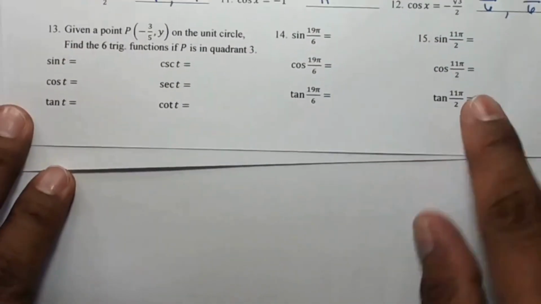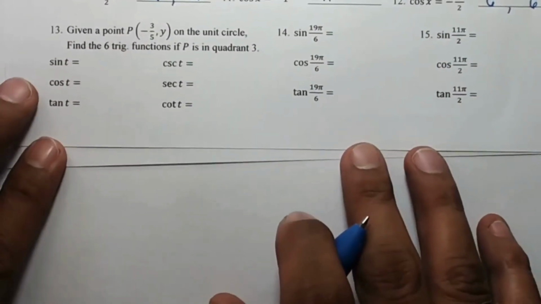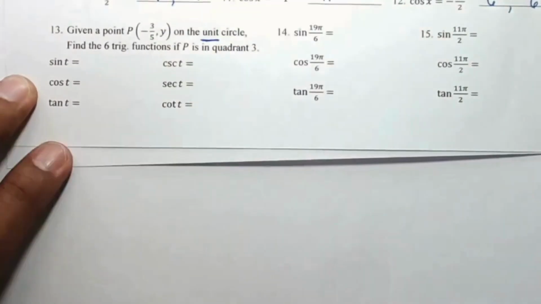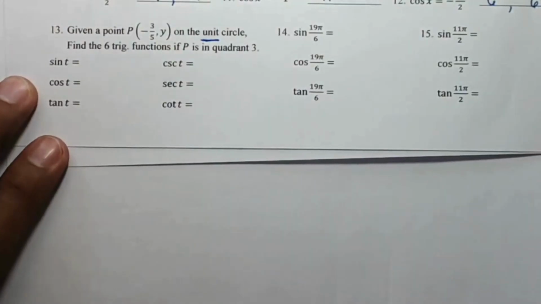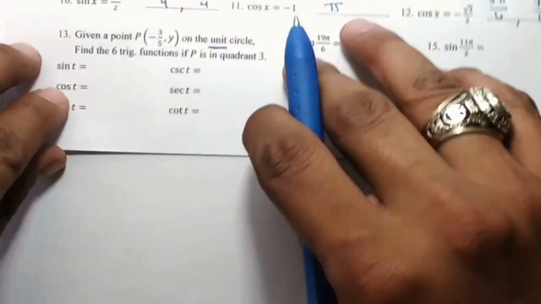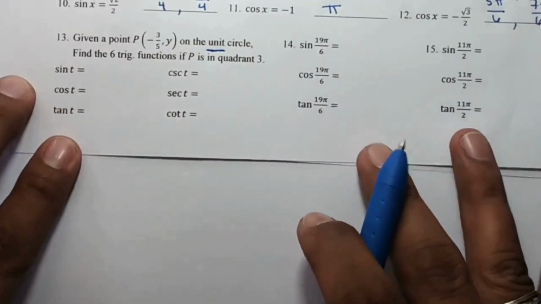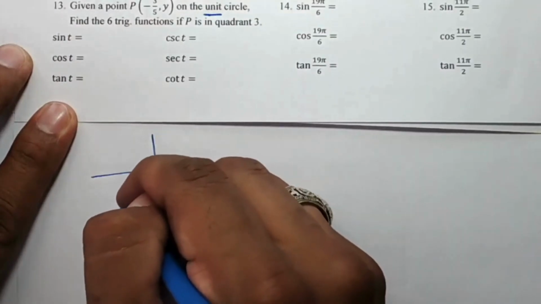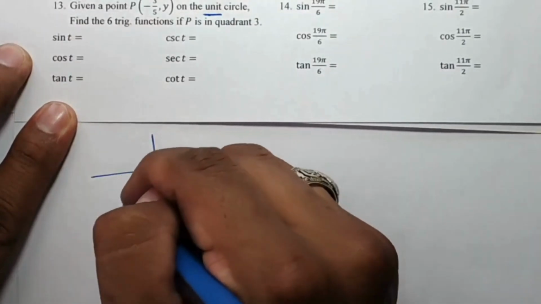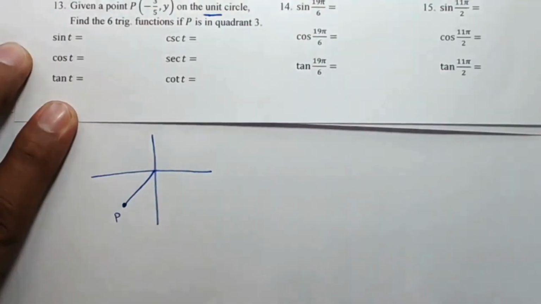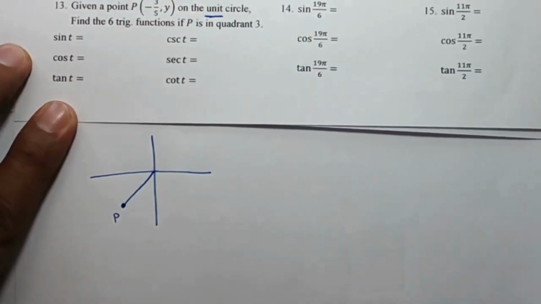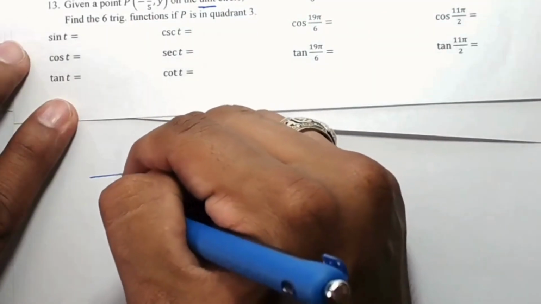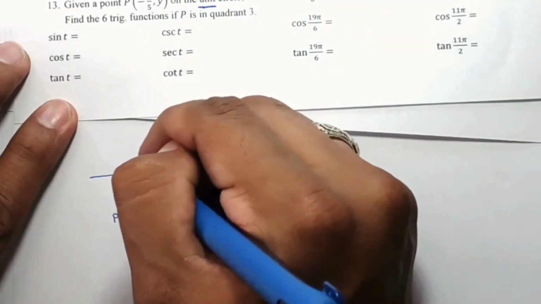Given a point, -3/5 comma y is on a unit circle, very important that it's on a unit circle, find the 6 trig functions if P is in quadrant 3. So, on my scratch paper here, I'm going to say that point P is right here on my unit circle. Well, if it's on the unit circle, what's the radius? 1. And it's telling me that I went -3/5 in this direction.